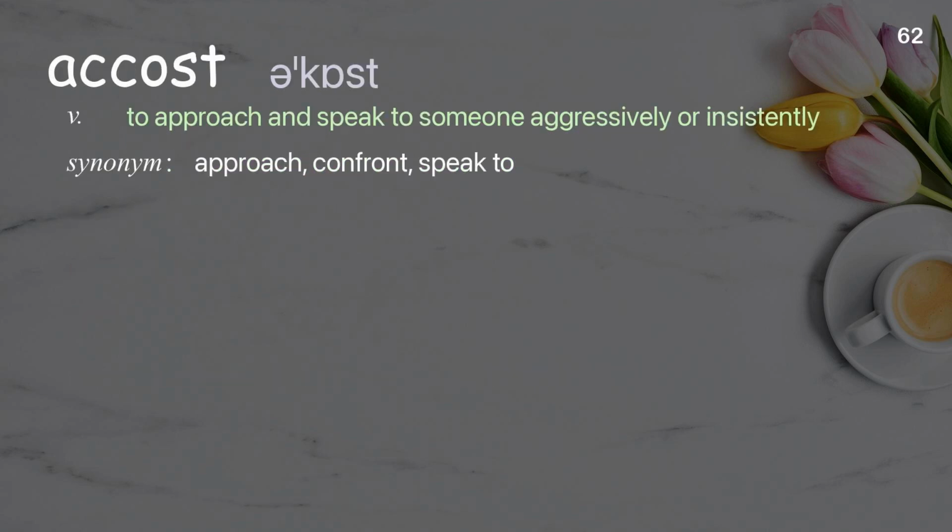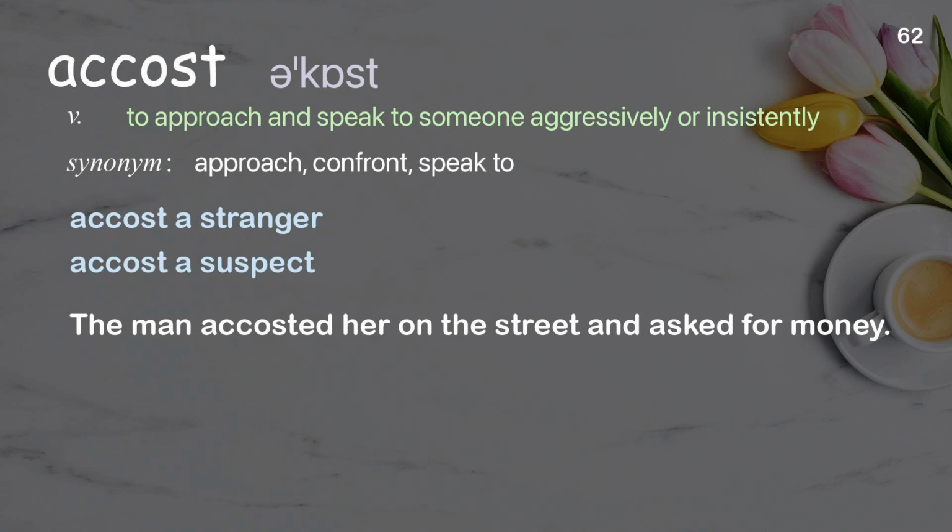Accost. To approach and speak to someone aggressively or insistently. Examples: Accost a stranger. Accost a suspect. The man accosted her on the street and asked for money.